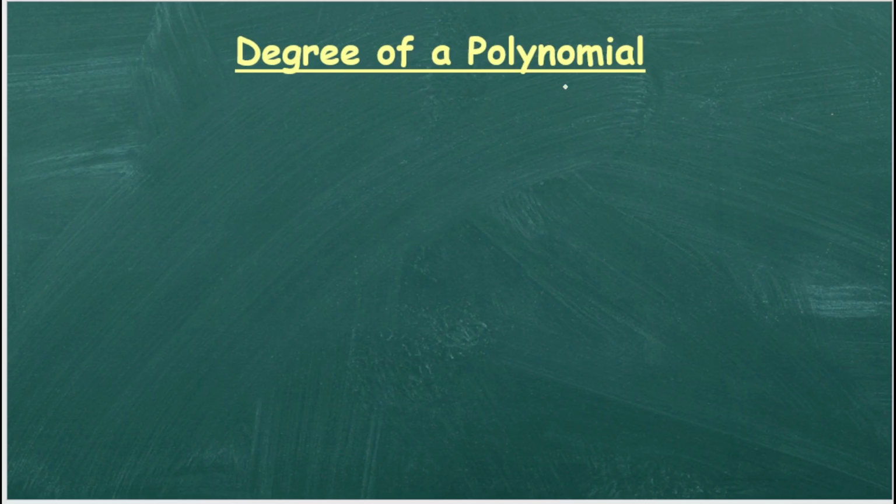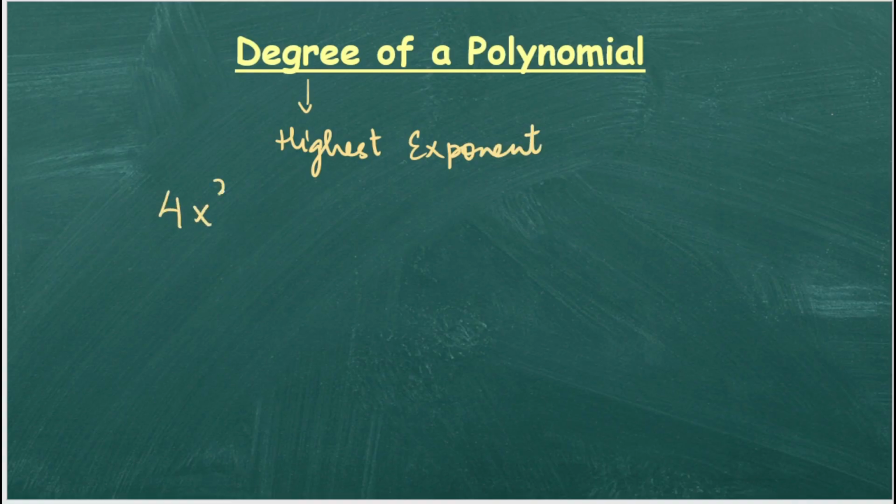Okay, degree of a polynomial. What is degree? Always remember, it is the highest exponent of the variable involved in the polynomial. For example, over here, if I write down 4x square minus 3x plus 6, here the exponent of x is 2, here the exponent of x is 1, and here the exponent of x is basically 0. So the degree of this polynomial is 2.